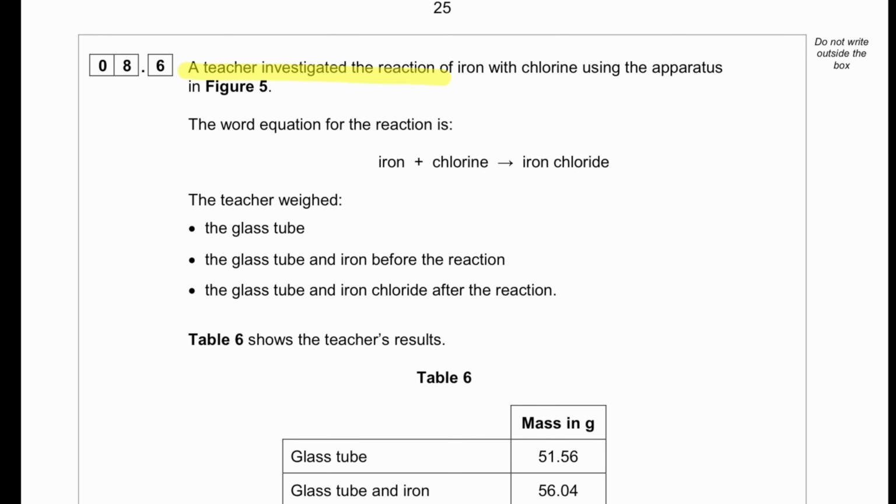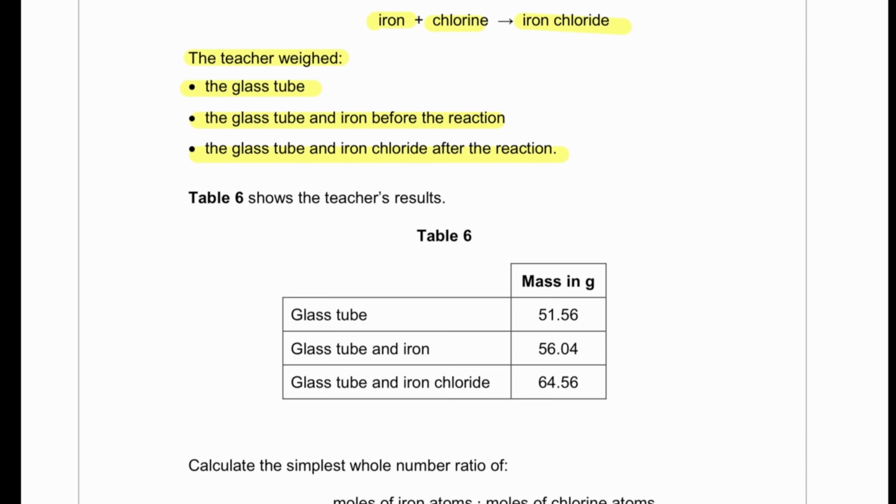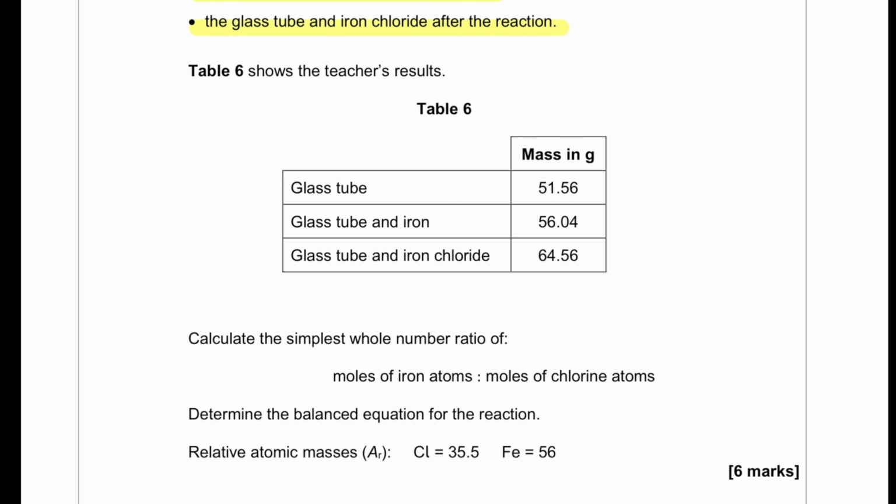A teacher investigated the reaction of iron with chlorine using the apparatus in figure 5. The word equation for the reaction is iron plus chlorine gives iron chloride. The teacher weighed the glass tube and iron before the reaction, and the glass tube and iron chloride after the reaction. Okay. So glass tube and iron chloride, this is the mass. Glass tube and iron, this was the mass. And glass tube alone, this is the mass.